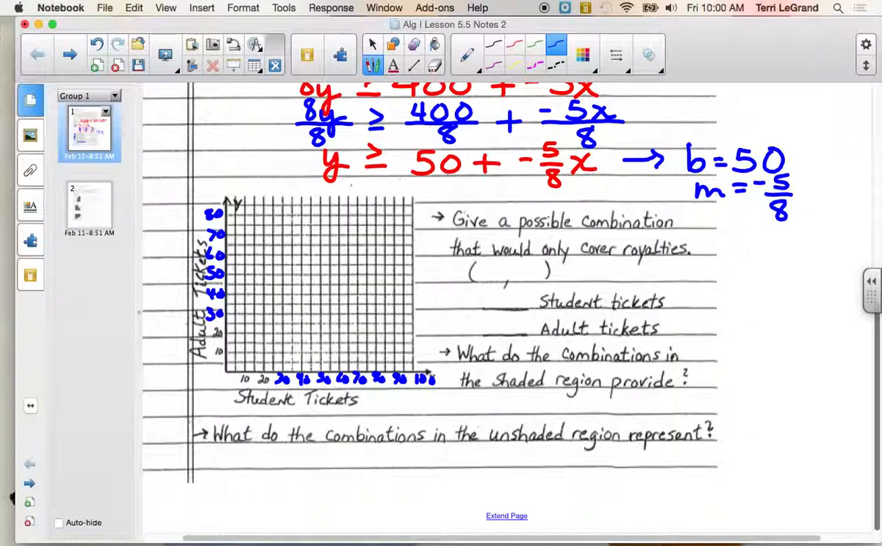Okay, so where do we start? 50 on what? On the y-axis. Okay, so we're going to go for the point at 50 on the y-axis. That's our starting point. Now, remember, we do negative 5/8 means we need to do what? Go down 5 and right 8.